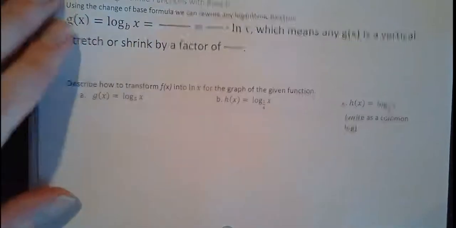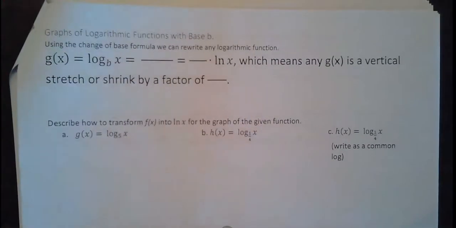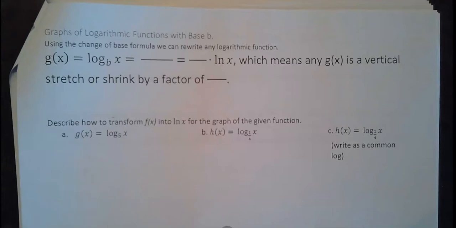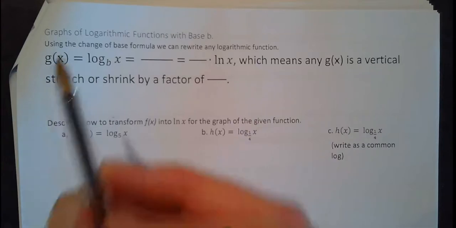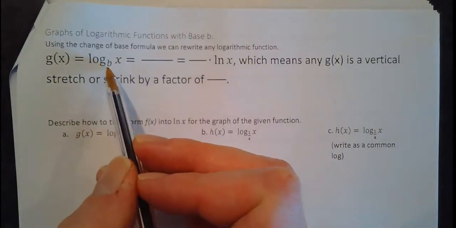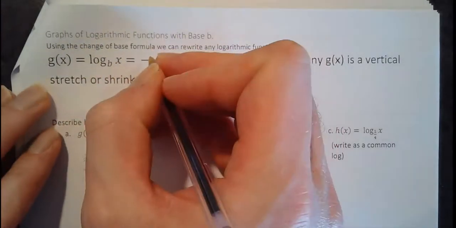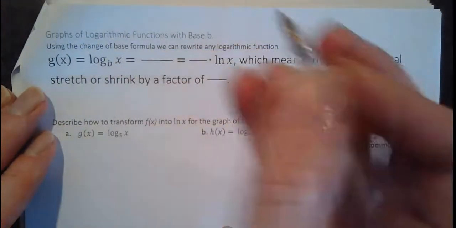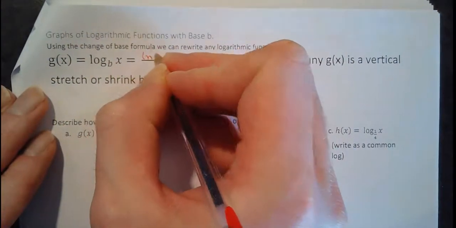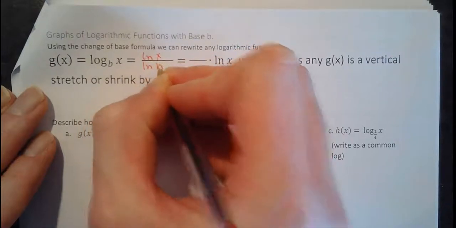Okay, on the back side now, this is something you'll probably use some when you get to calculus. This whole idea of rewriting it, factoring something out, factoring constants out, will make things easier when you get to calculus. But use the change of base formula. Using the change of base formula, we can say that log base b of x is the same thing as, and I'm going to use natural log, natural log of x over the natural log of b.